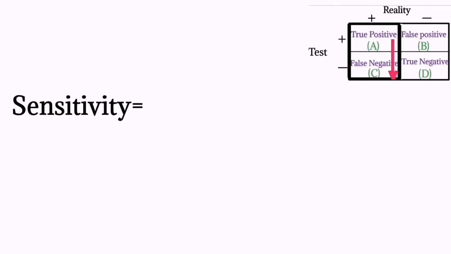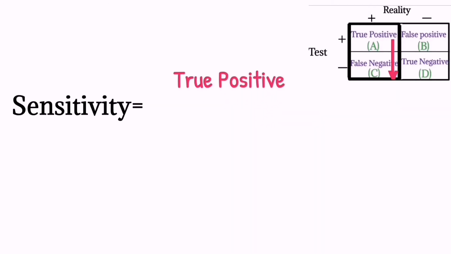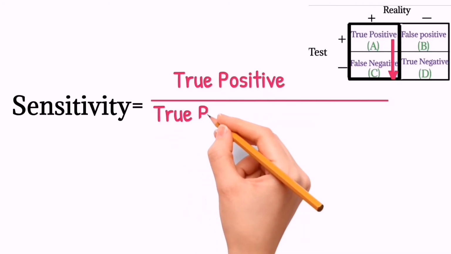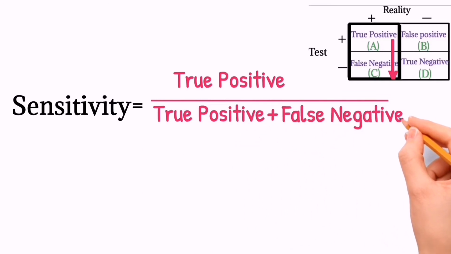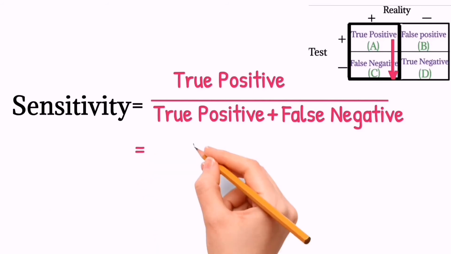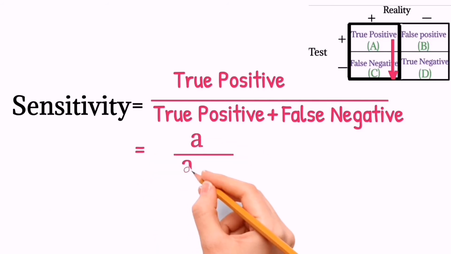The tail of the arrow is the numerator and represents true positive, while the head of the arrow is the denominator and represents tail plus head, that is true positive plus false negative. So in simplified form, A divided by A plus C is sensitivity.